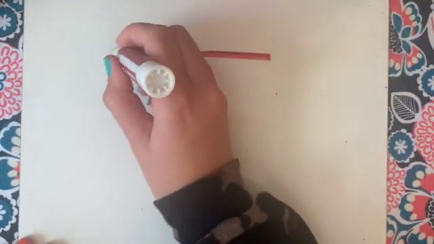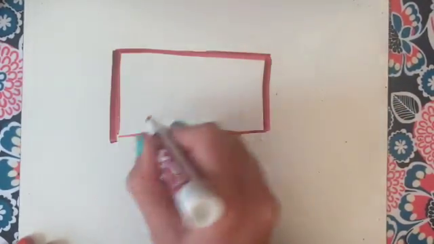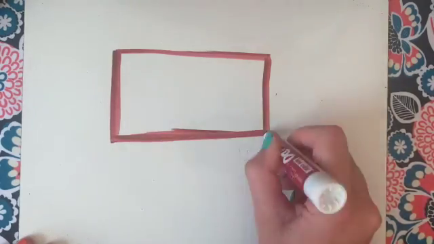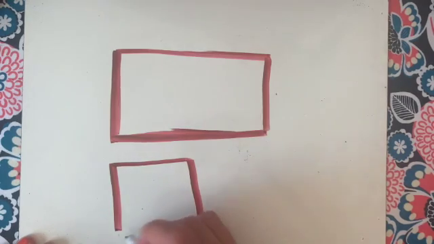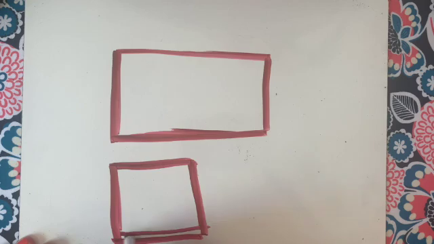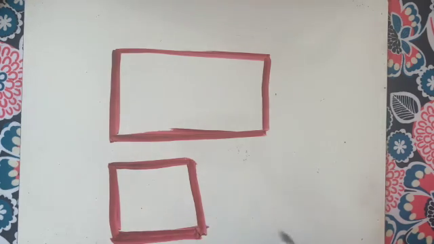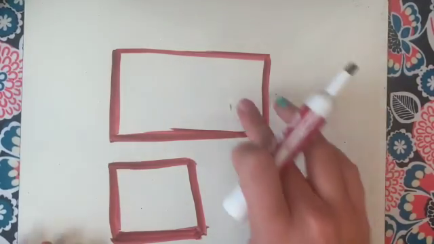Squares and rectangles can get a little bit confusing. It might be hard to tell which one is which, but we remember that a rectangle has 4 sides and 4 corners. And that a square has 4 sides, 4 corners, and all the sides are the same length. A square is a rectangle, but a rectangle doesn't have to be a square.